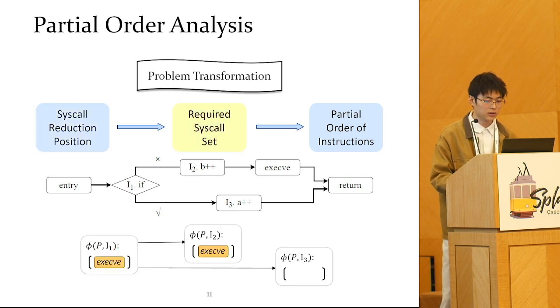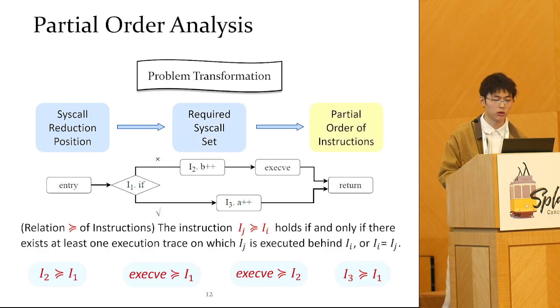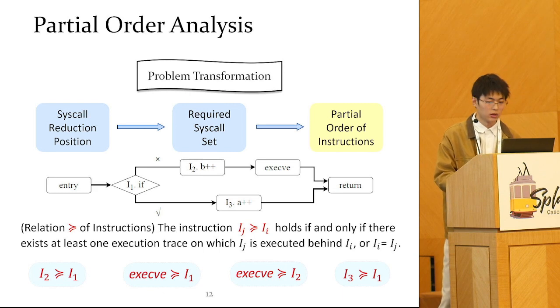To identify the syscall reduction position, we should locate the position where the required syscall set reduces. A required syscall set for instruction Ii includes all the syscalls that are invoked by Ii and Ii's subsequent instructions, which is calculated through the mapping phi. From I1 to I3, execve is removed from the required syscall set. Next, we further convert the problem of resolving the required syscall set to the problem of determining the execution order of instructions.